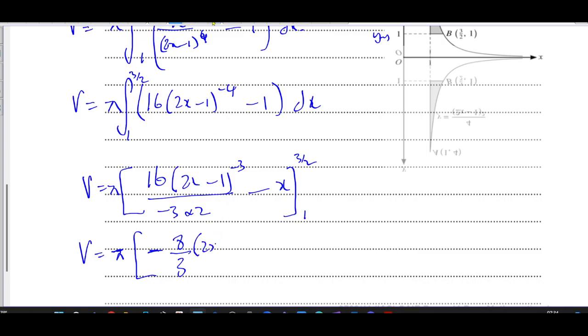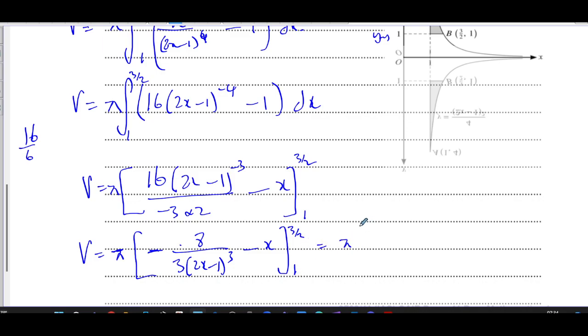In fact, I can write this underneath as well. That will make life easier. So minus 8. So I have minus 8 over, you're going to have the 16 over 6, sorry. 16 over 6 is going to be 8 over 3 over 3 times 2x minus 1 cubed minus x. And I'm going to have my limits 3 over 2 and 1.